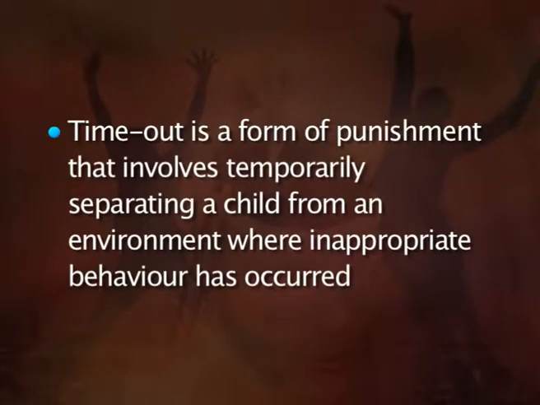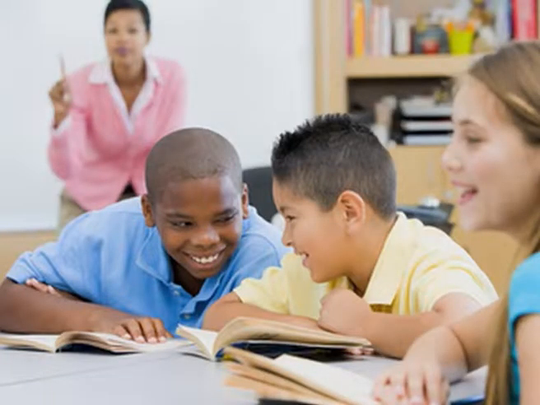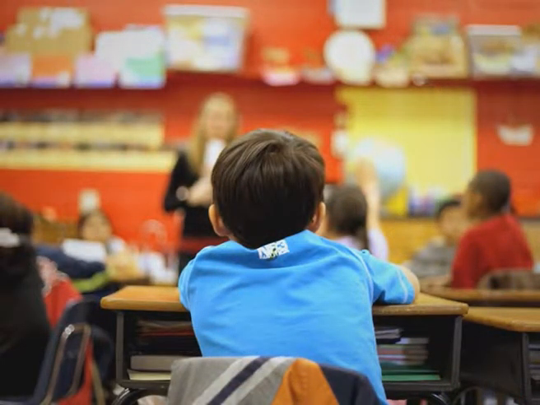Now coming to timeout. What is timeout? Timeout is a form of punishment that involves temporarily separating a child from an environment where inappropriate behavior has occurred. Timeout is usually seen in the classroom. For example, if a child is very talkative in class and the teacher is getting distracted, for some time the teacher might shift the child's place from the first bench to the last bench, or from the middle to another row, or from sitting next to a close friend to sitting beside a classmate he is not friendly with.